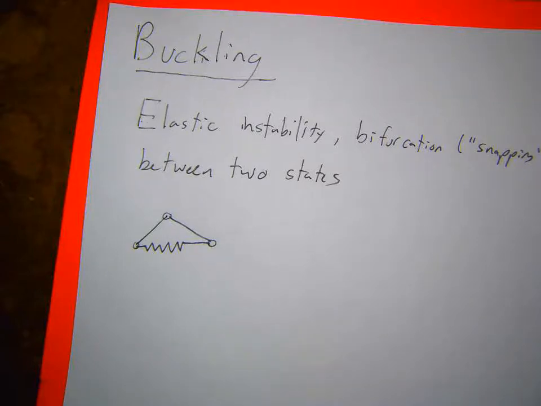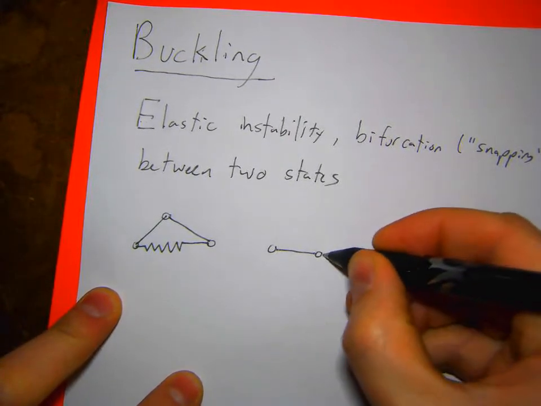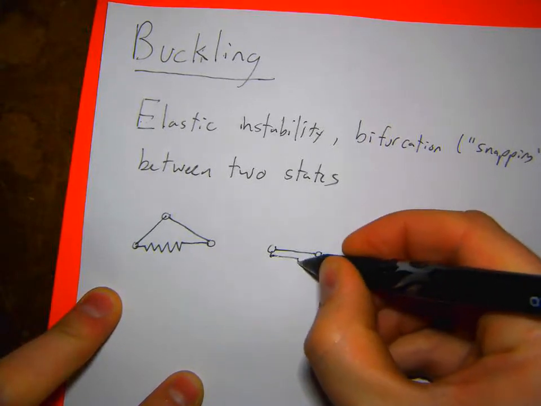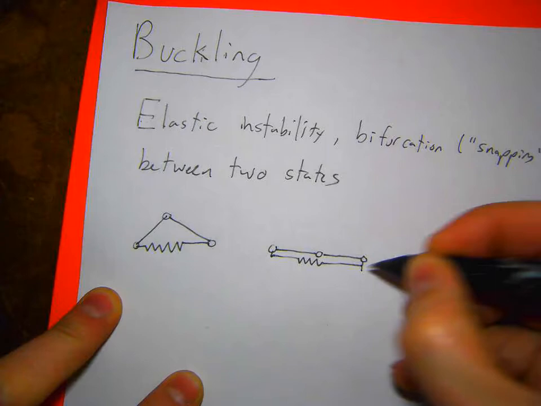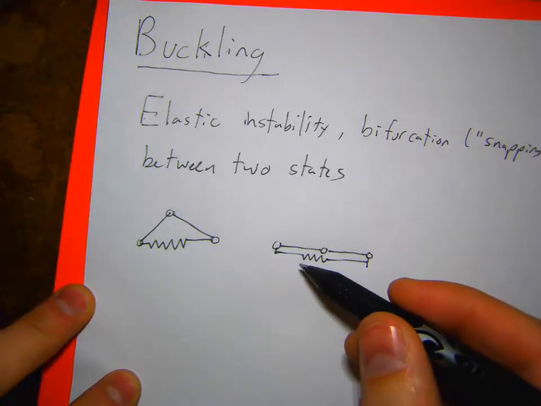So it doesn't want to get extended. But there is some state somewhere in the middle of the deformation, when I end up with these things perfectly aligned in the center, and I have my spring along there as well, where this is a quasi-stable state. So it can stay there, and it doesn't necessarily like being there, but it'll keep that position. But then if you perturb that a little bit, it'll snap into this other stable state downward.